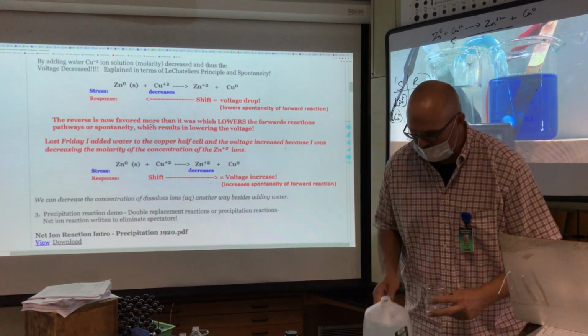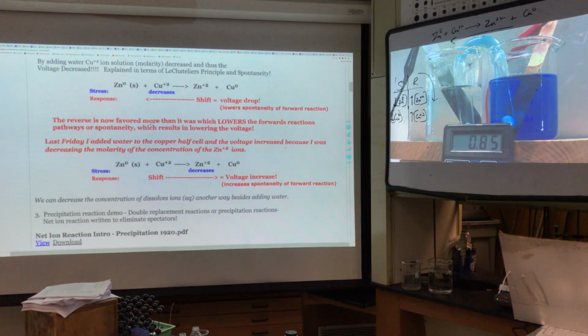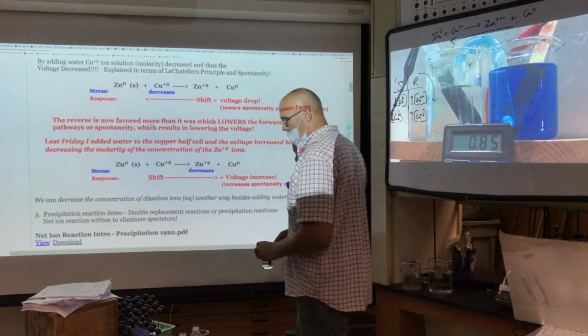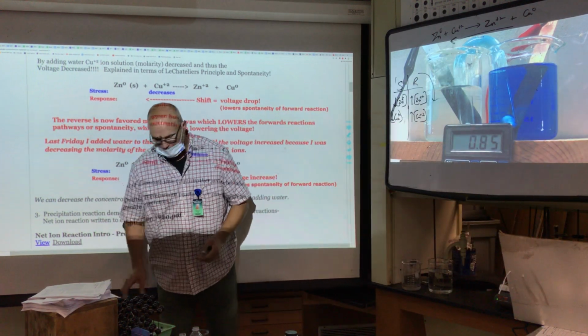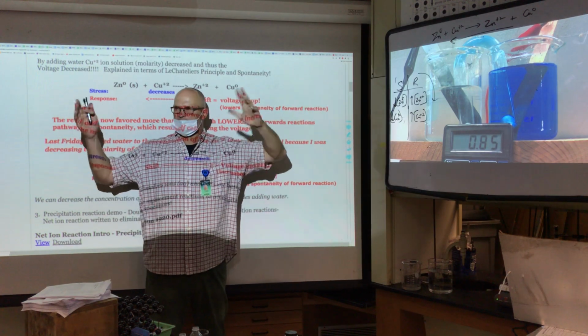This is just plain old-fashioned water. Very old-fashioned, because water was made like what, billions of years ago. Okay, so here I go. Adding water here. And we got a little bit of a drop. You with me? It did go up again, but we did get a drop. You saw that? I don't want to do it too much.